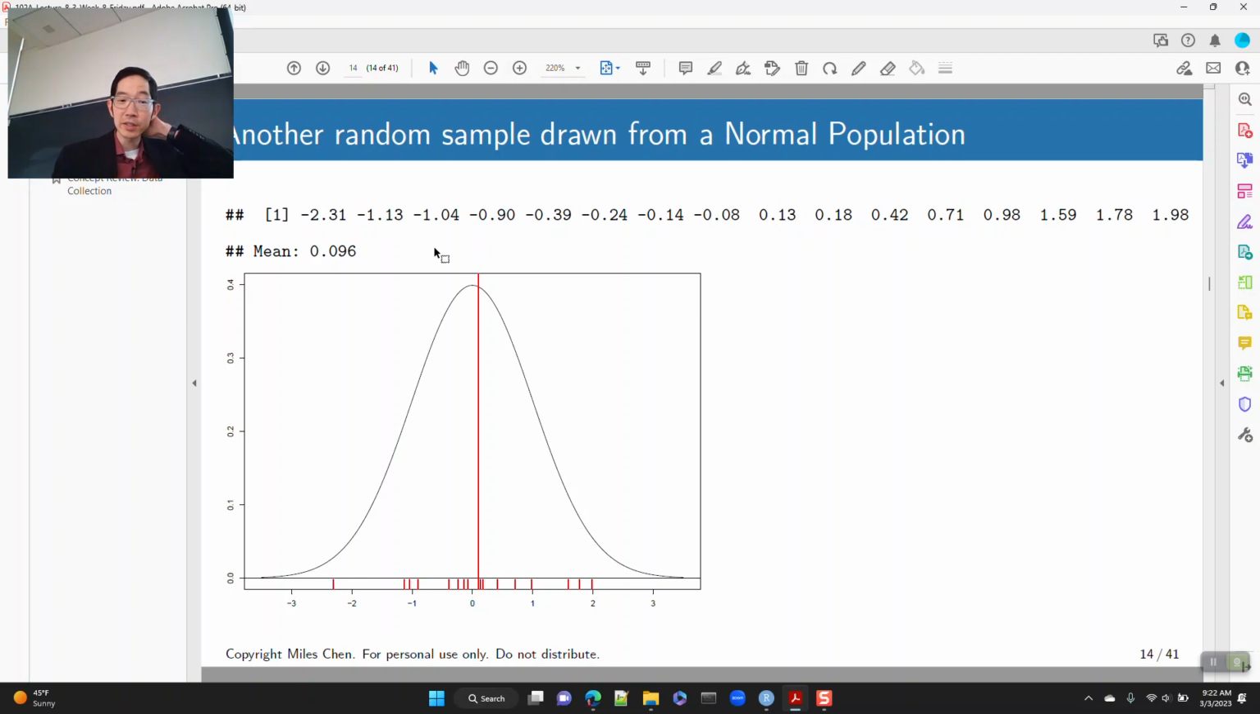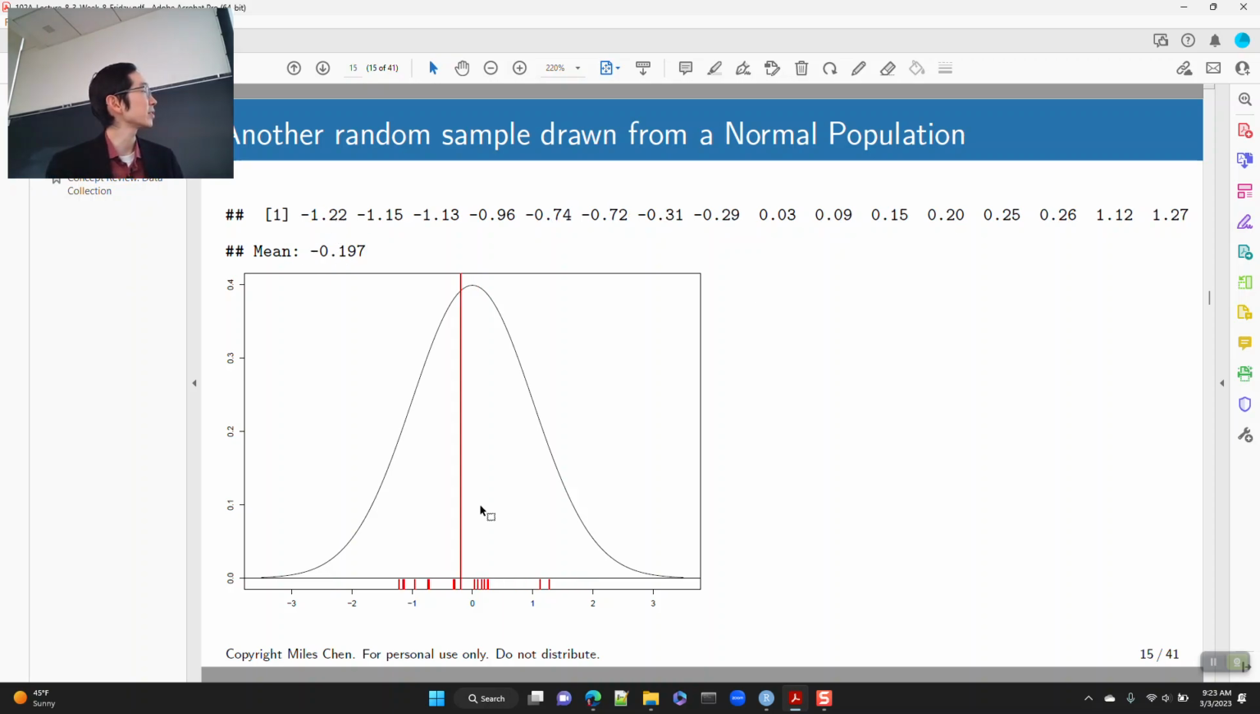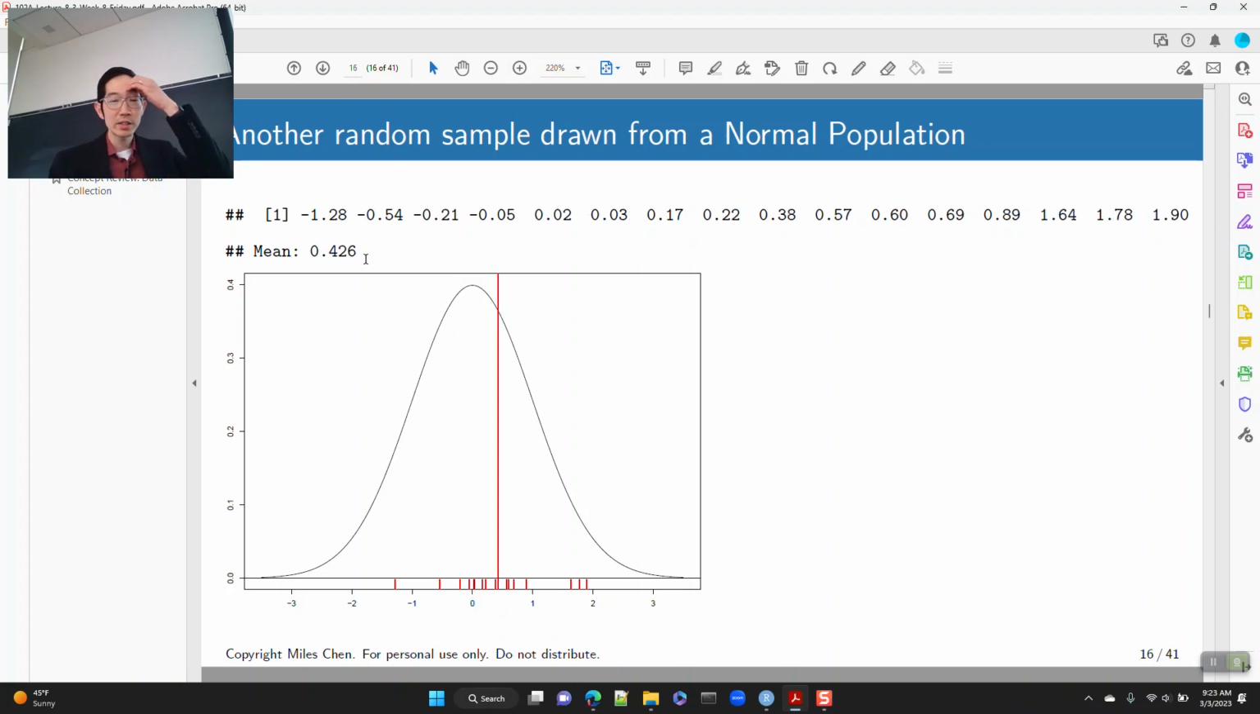If I take another random sample of 16 values and sort them from least to greatest, these are the values I get, from negative 2.31 to 1.98, and I get a mean of positive 0.096. Here's another set of 16 random values, and the mean of these values is negative 0.197. These are just a few slides indicating what different random samples of 16 might look like, okay?